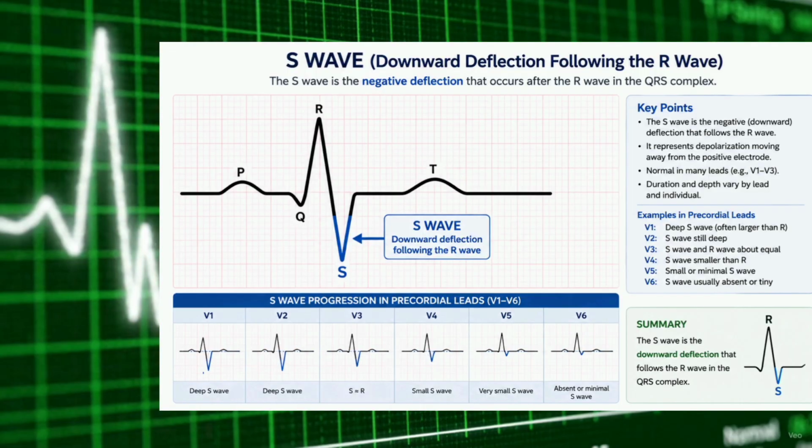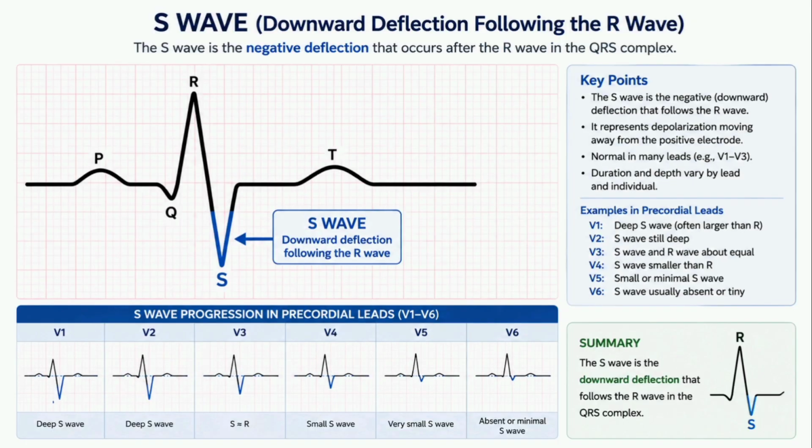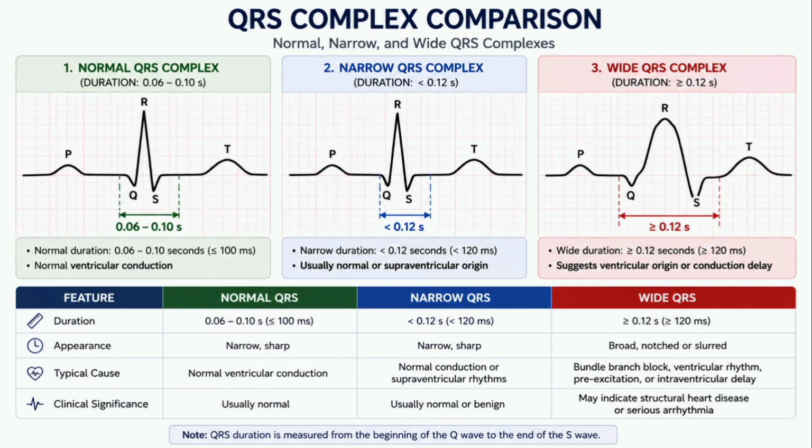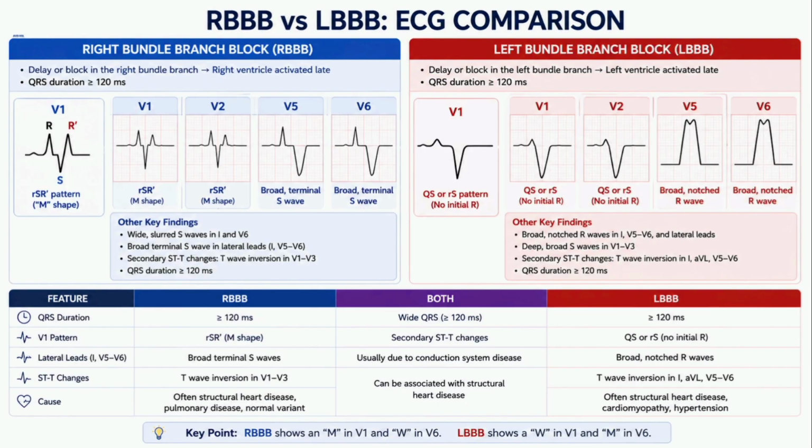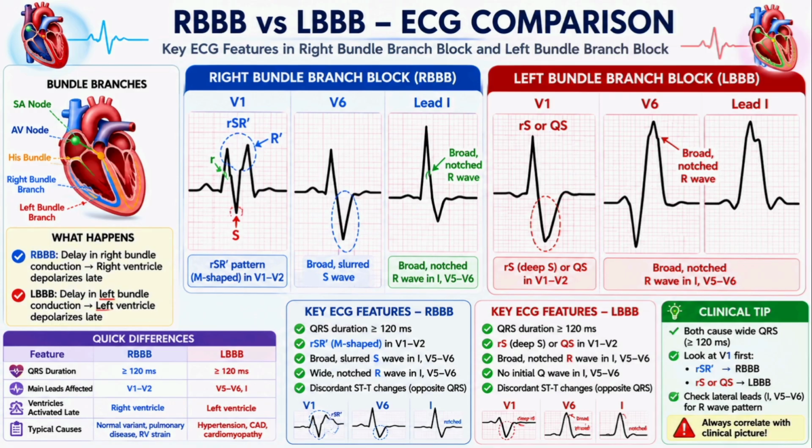The S wave is a negative deflection occurring after the R wave. A normal QRS duration is less than 120 milliseconds. A narrow QRS indicates normal ventricular conduction, while a wide QRS suggests delayed conduction. Bundle branch blocks are common causes of a widened QRS complex. In the ECG, the right and left bundle branch blocks are highlighted with delayed ventricular activation.